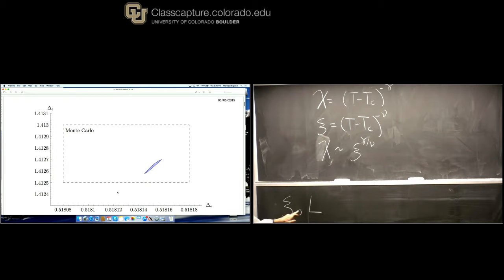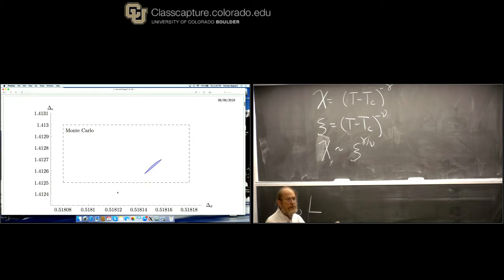If the correlation length is much smaller than the size of your box, the system is basically infinite in size, and you will get corrections to these things which are basically exponential, e to the minus correlation length divided by the length. They'll be small, so you might as well think about your system as having infinite size. But if you tune closer and closer to criticality, then when the correlation length becomes large compared to the size of the box, your system knows about the size of the box.